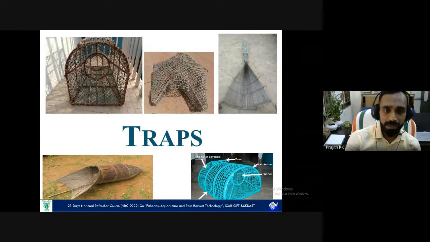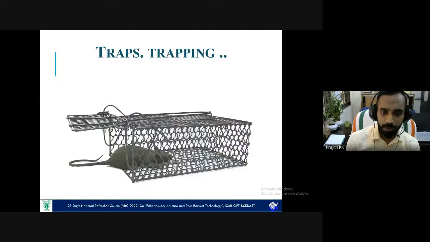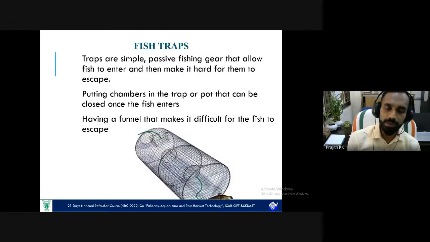While we are using the term trap, normally what comes to our mind is maybe a mouse trap or rat trap we use in our home. The principle is we keep some edible thing inside the trap, attracting the animal into the trap, and it gets trapped. That is a simple mechanism. Similarly, in the case of fish traps, what we are making is a passive fishing gear which allows the entry of the fishes, but the coming back or retrieval may be difficult.